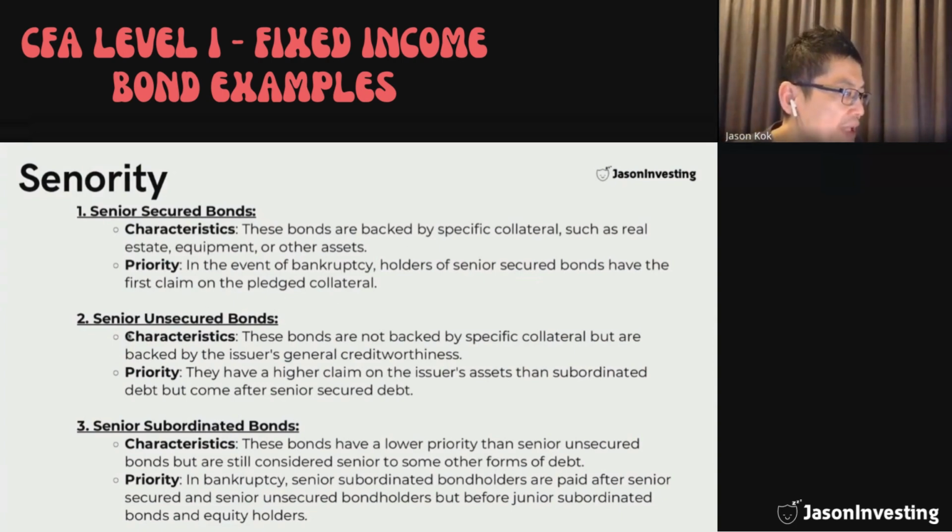The next in line will be unsecured bonds, which means that they are not backed by any specific collateral, but are backed by the issuer's general creditworthiness. The higher the seniority, the lower the coupon rate that you get from the bonds. So for senior unsecured bonds, these are unsecured. And we have the senior subordinated bonds. These bonds are also unsecured, but they are subordinated to senior unsecured bonds. So they have a lower priority than senior unsecured bonds, but are still considered senior to some other forms of debt.